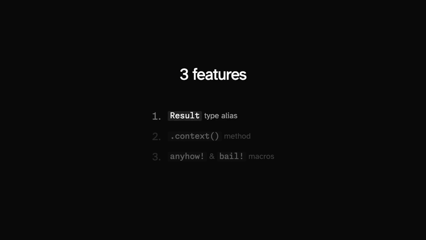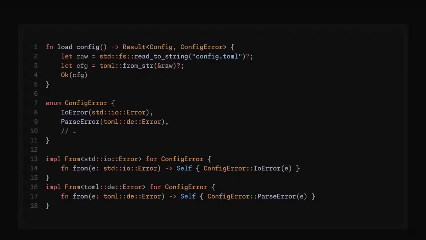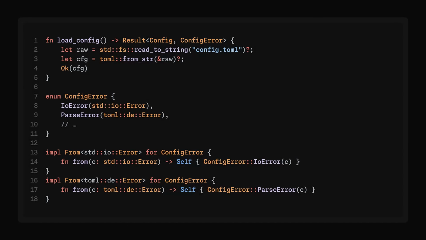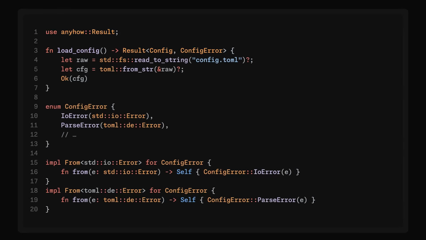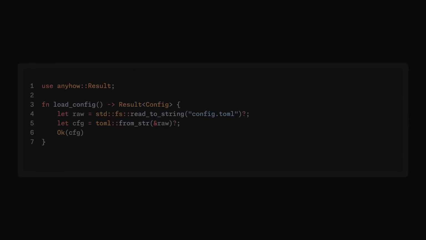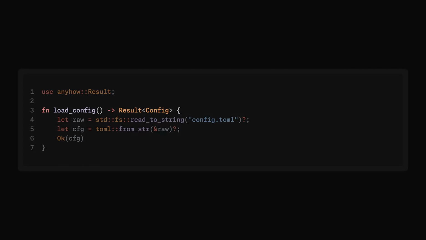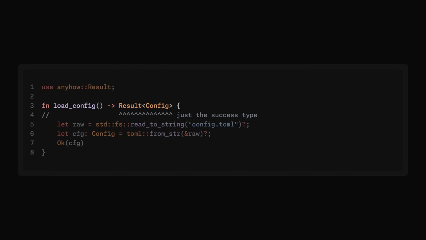The first feature of anyhow is the custom result type, which helps us dramatically simplify error handling. So here's the load config function we saw in the beginning of the video. Instead of using the result type from the standard library, let's import the one from anyhow and use it instead. Notice that our custom error type is no longer needed. That's because the anyhow result type already comes with an error type built in, one that can represent any underlying error. So rather than defining our own config error enum, we only need to specify the success type, config. And just like that, more than half of our original code disappears.